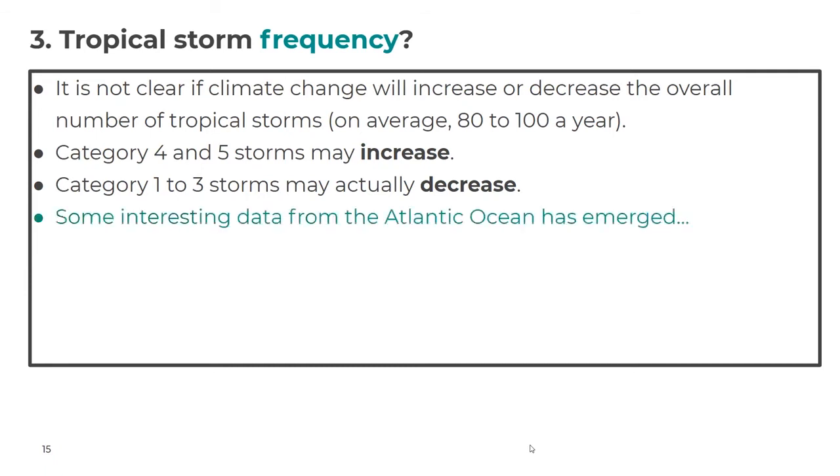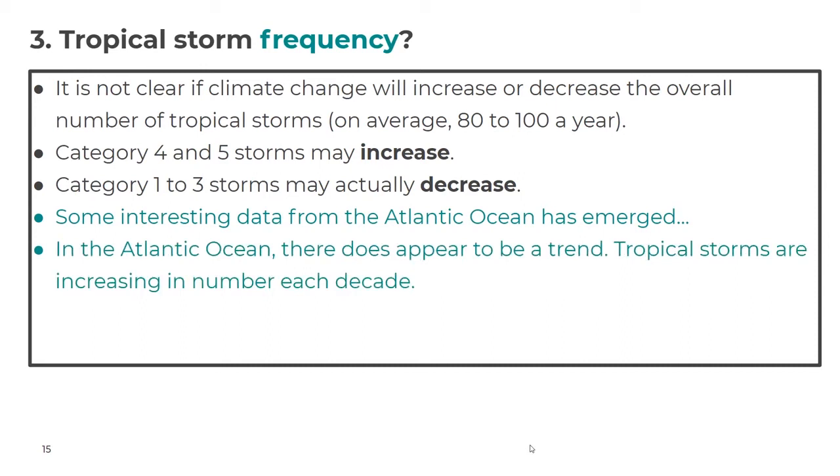There has been some interesting data that's emerged from the Atlantic Ocean to help scientists with their study of tropical storm frequency and potential links to climate change. So in the Atlantic Ocean, there does appear to be a trend. Tropical storms are increasing in number each decade.